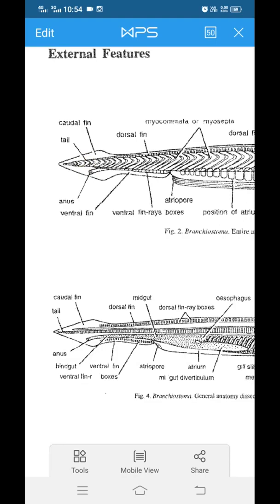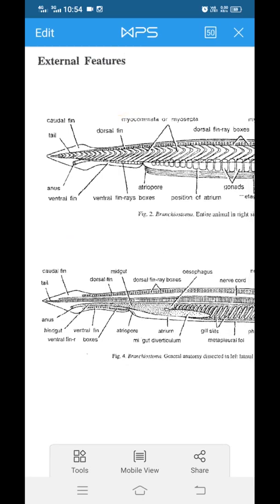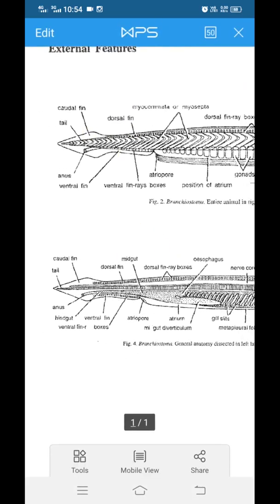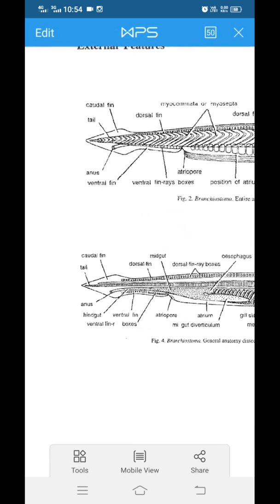Talking about the fins and folds of Branchiostoma, Branchiostoma bears three longitudinal median, or we can say unpaired fins, that is dorsal, caudal and ventral. Here you can see in the diagram, this is the dorsal fin, caudal fin and ventral fin. Paired fins are absent in Branchiostoma. The dorsal fin lies mid-dorsally along the length of the trunk. It is continuous behind and joins a much broader caudal fin around the tail.